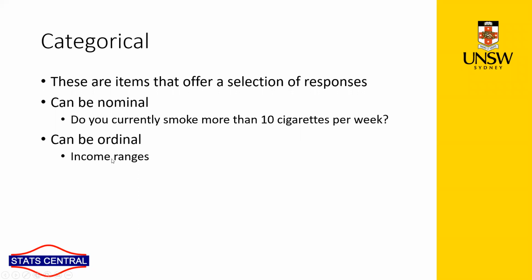Categorical questions. These are items that offer a selection of responses and people choose one or more. And these can be nominal categories. So something like, do you currently smoke more than 10 cigarettes per week? And your responses might be yes or no. Or they could be ordinal. Perhaps you're asking people about their income, and you don't want them to have to give you an actual number, so you present them with ordered income ranges, and they choose the one that contains their annual income.